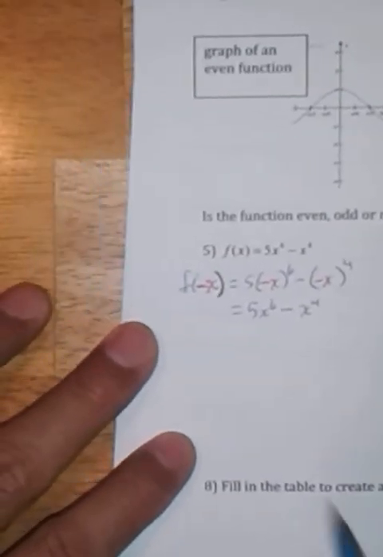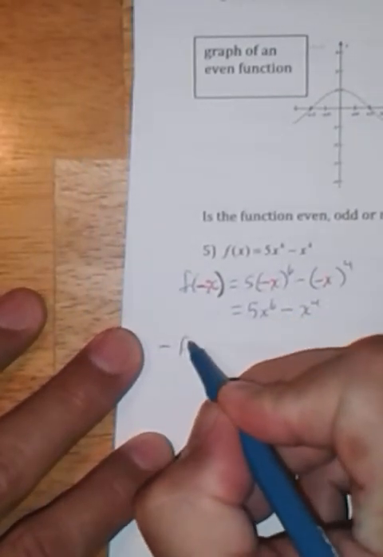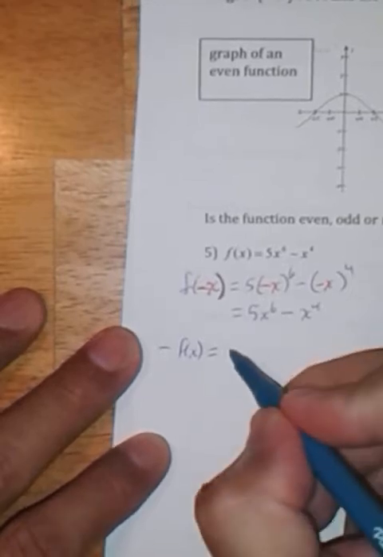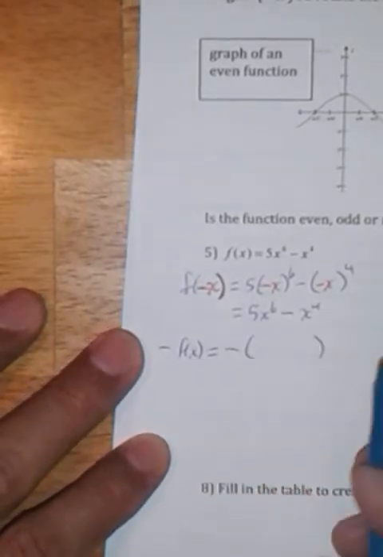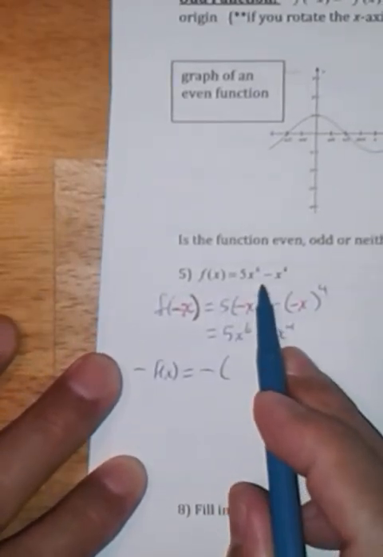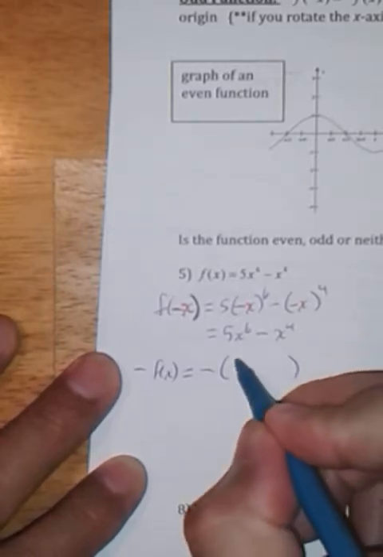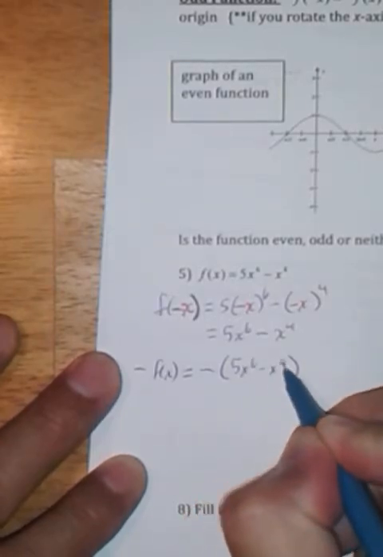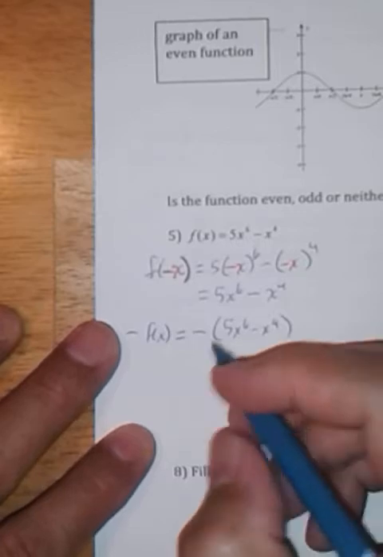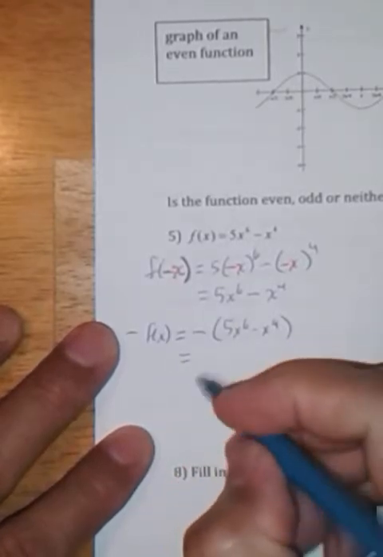All right, and then what is negative f of x? Negative f of x is negative whatever f of x is. And f of x is 5x to the 6th minus x to the 4th. I'm going to distribute the negative just to make it easier to compare the two.